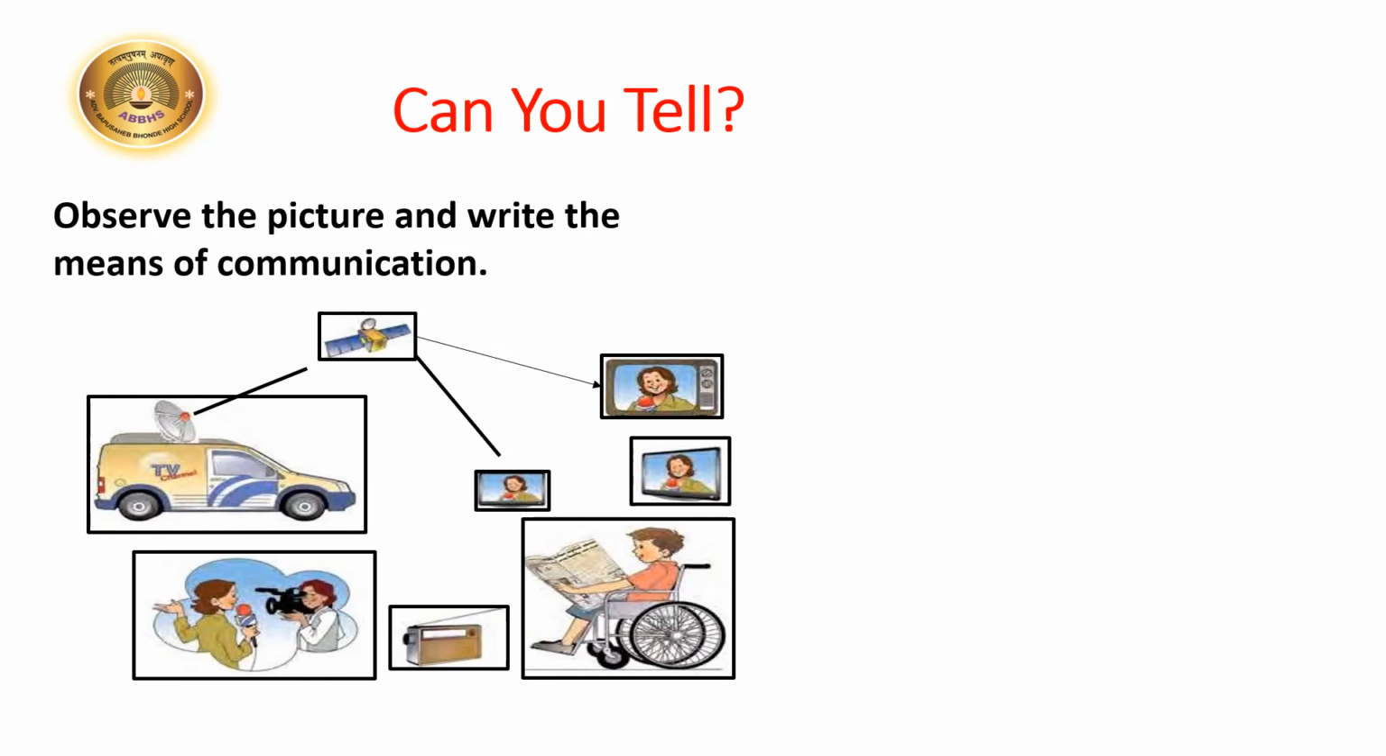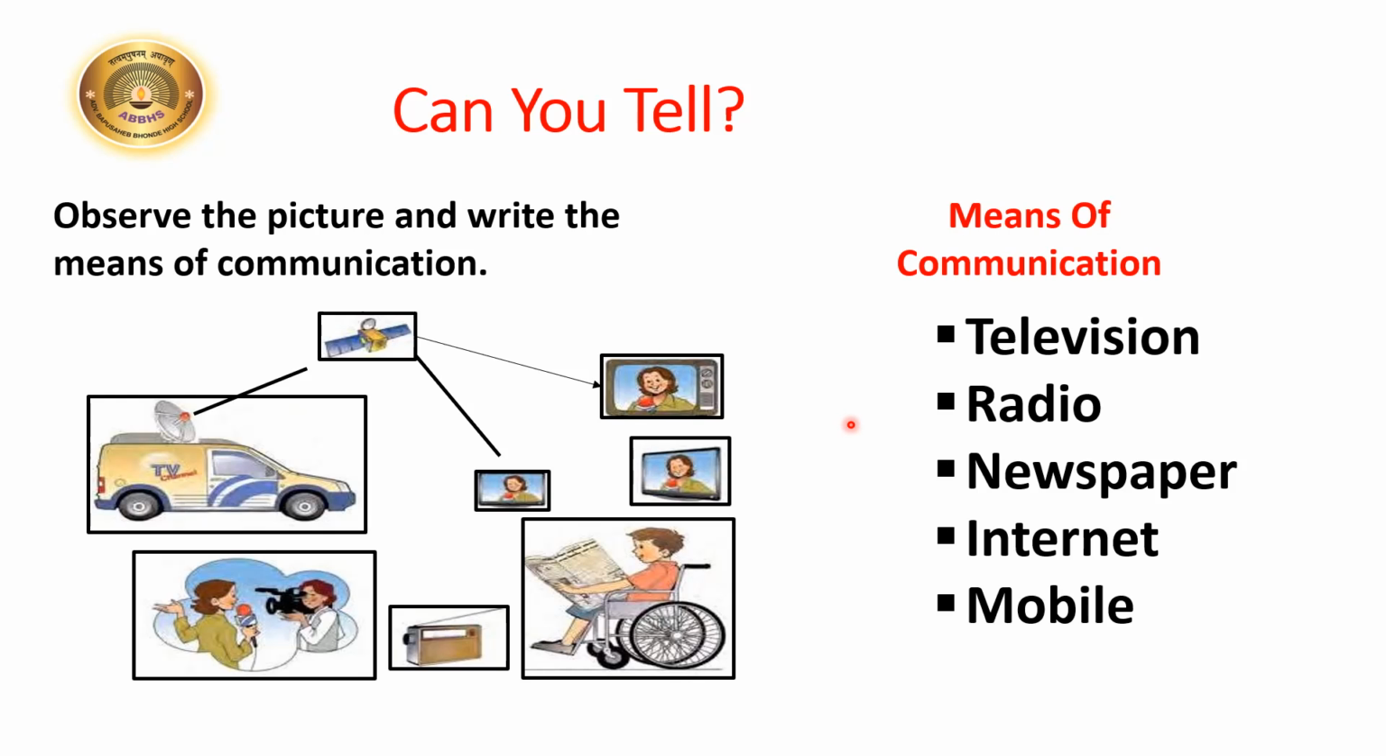Can you tell? Observe the picture and write the means of communication. These are different means of communication. The most common means of communication are television, radio, newspaper, internet, and mobile. These are different types of means of communication: television, radio, newspaper, internet, and mobile, which we are using nowadays. So because of artificial satellites, we can use these means of communication.